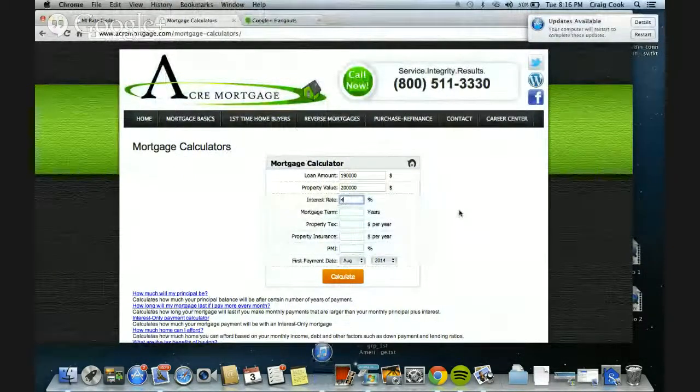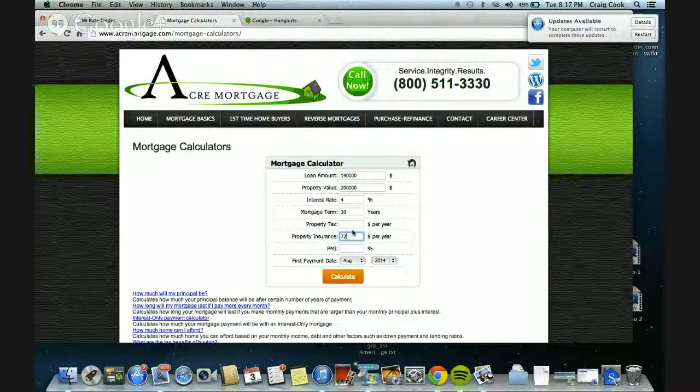So we're going to say that the interest rate is 4%, and it's a little bit higher than an FHA loan. And we're going to say that the term is 30 years, and we're going to skip the property tax spot and put everything in the property insurance spot. And it looks like we're going to say that the taxes again are $500 a month, which translates to $6,000 a year, and homeowners insurance is $100 a month, which is $1,200 a year.